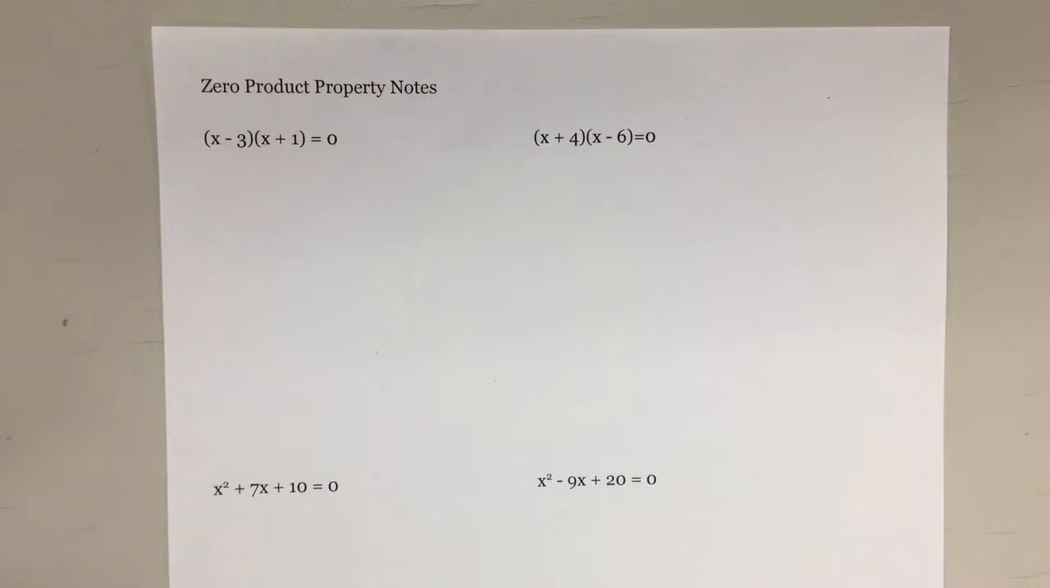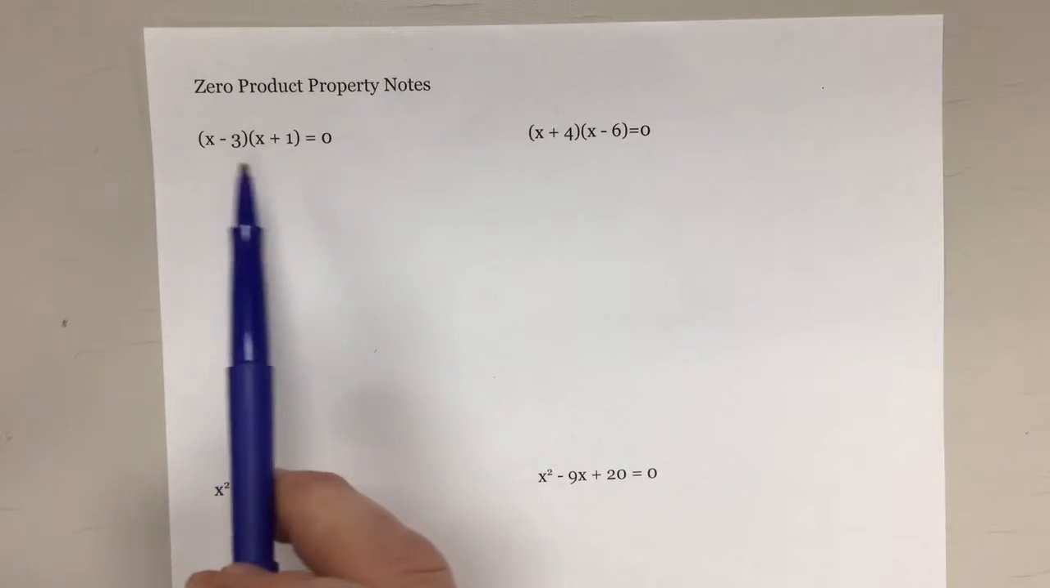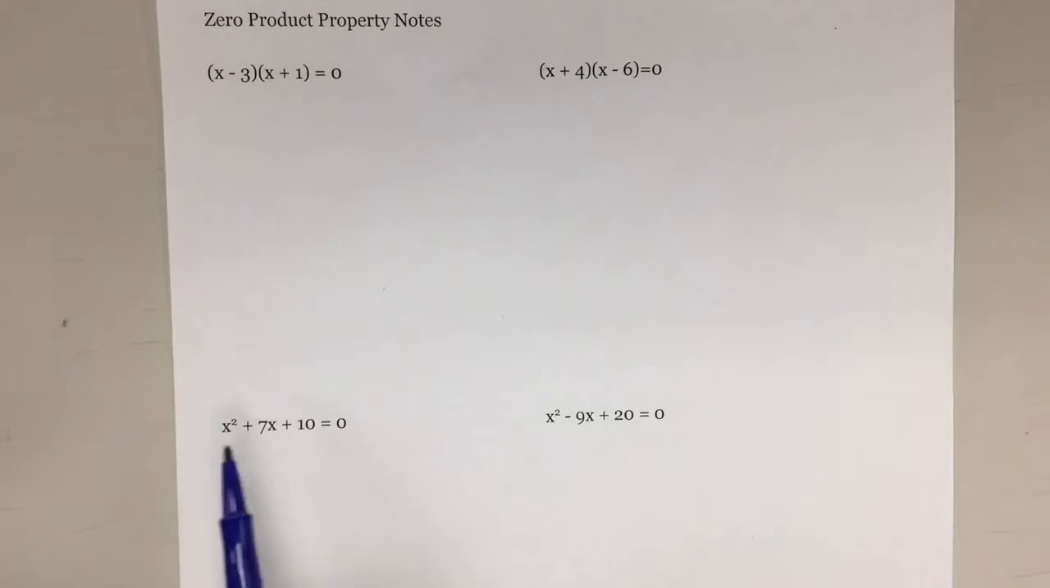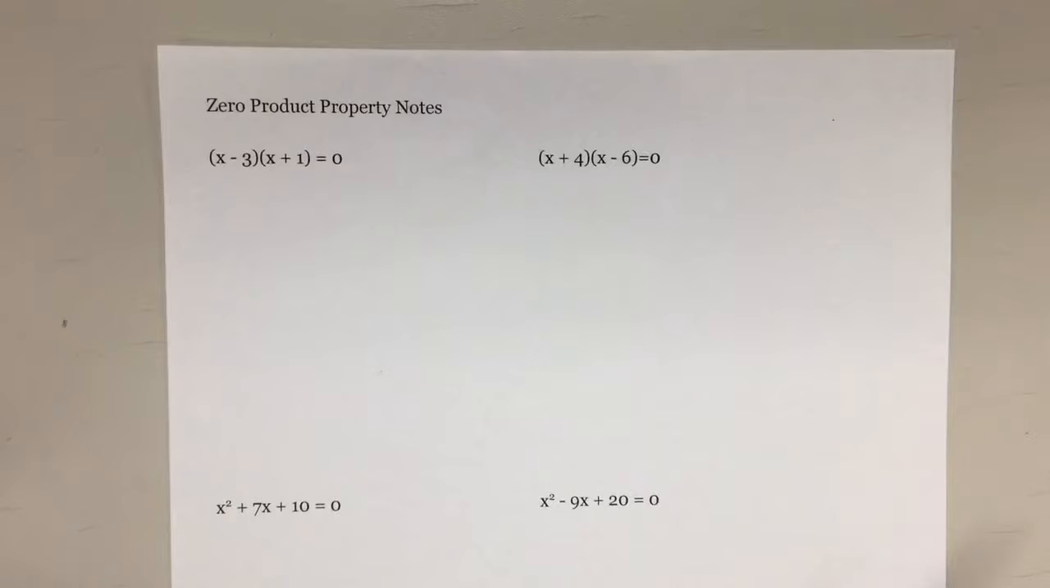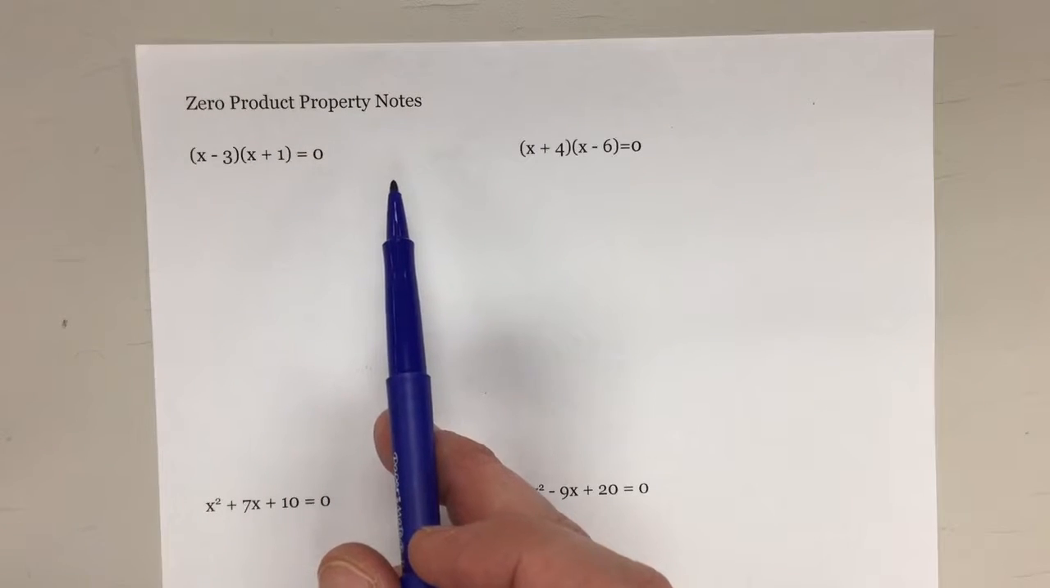All right, this is called zero product property notes. And again, we are still solving equations that are going to have x squared in them. This doesn't have x squared in it right now, but if you multiplied this out using FOIL, you would get something that looks like this, with an x squared term in it. So this is solving using what's called the zero product property.